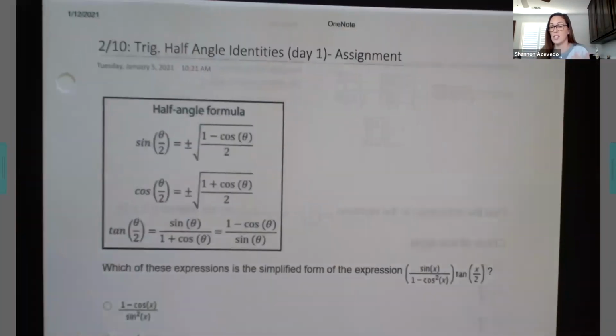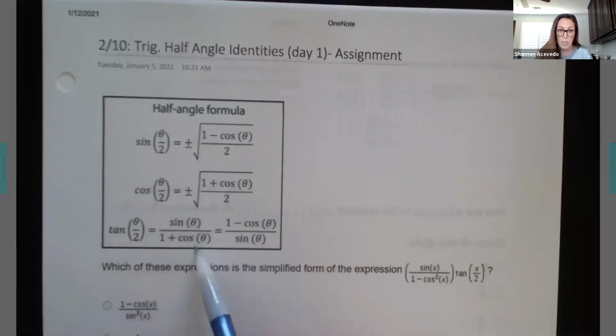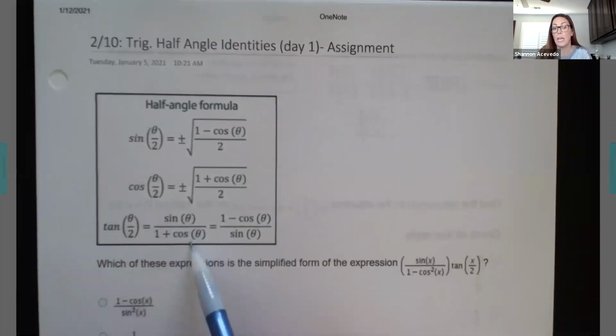So we've done the sum and difference identities, the double identities, and now we're doing the half angle identities. Most of the time when we see these half angle identities, we often see it like this. Even in our traditional pre-cal textbooks through the school district, they have it written like this. However, Edgenuity doesn't use it like that.